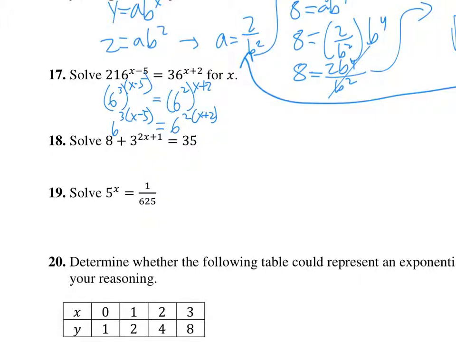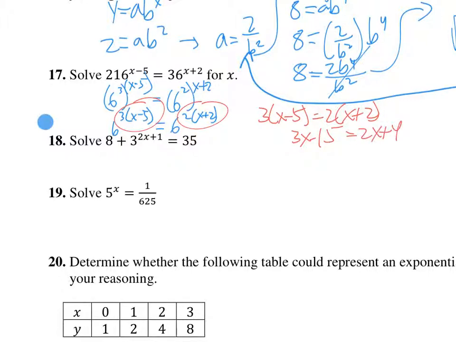And since we have a common base here, we can say that these exponents are the same. So 3 times x minus 5 equals 2 times x plus 2. Okay, and so that's 3x minus 15 equals 2x plus 4. Solve that up, subtract 2x, add 15, we get x is 19.